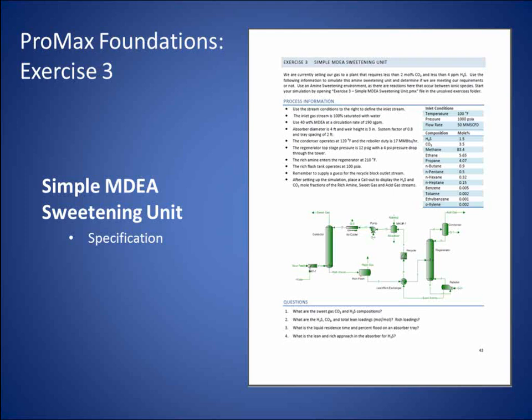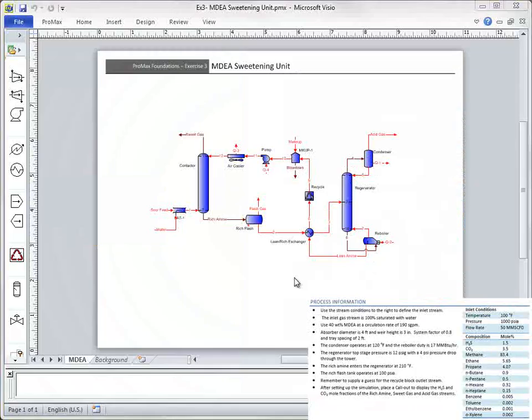The third exercise in the ProMax Foundations course covers a simple MDEA sweetening unit. The goal is to reduce the acid gas content in the inlet sour feed to less than 2 mol% carbon dioxide and less than 4 parts per million hydrogen sulfide using a 40% MDEA solution.